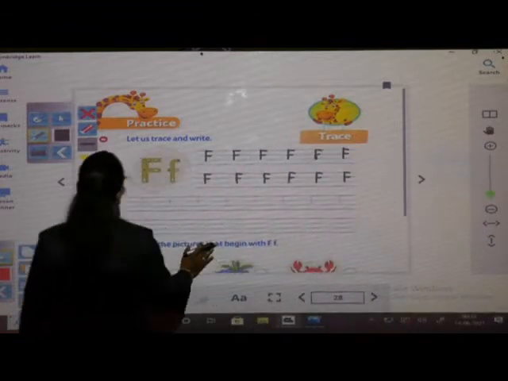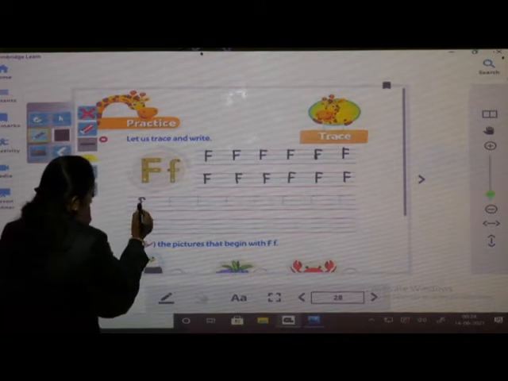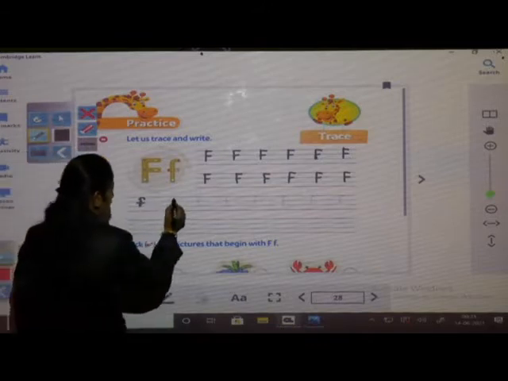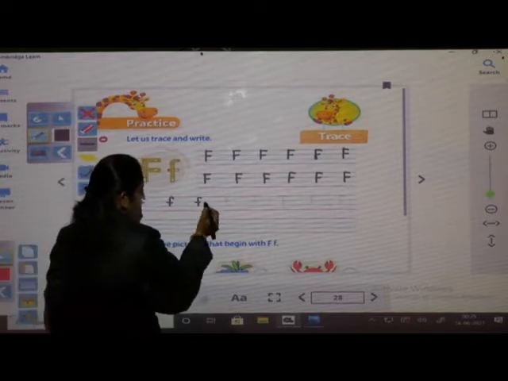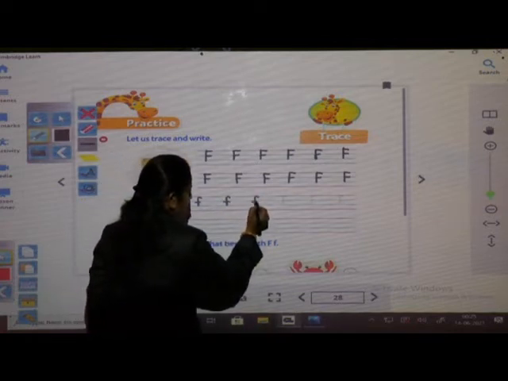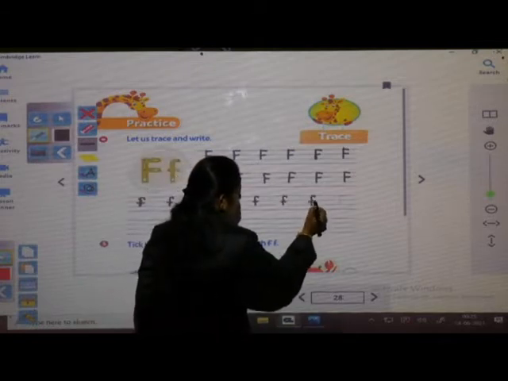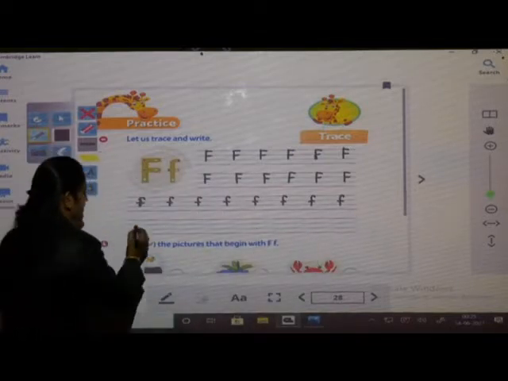Now I will show you how to write small f. From red to blue line, you have to draw one standing line and small curve and one slipping line on the blue line. Okay? Letter small f. Okay? Small f. Small letter f. In this line also we have to practice.